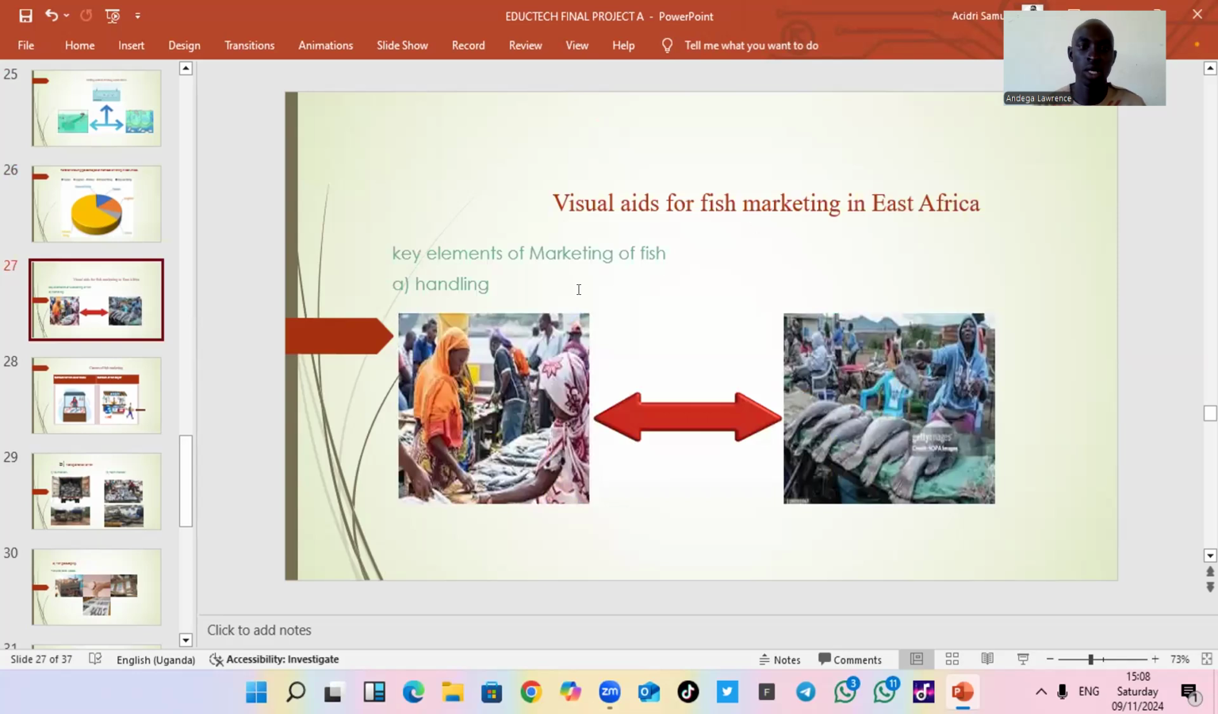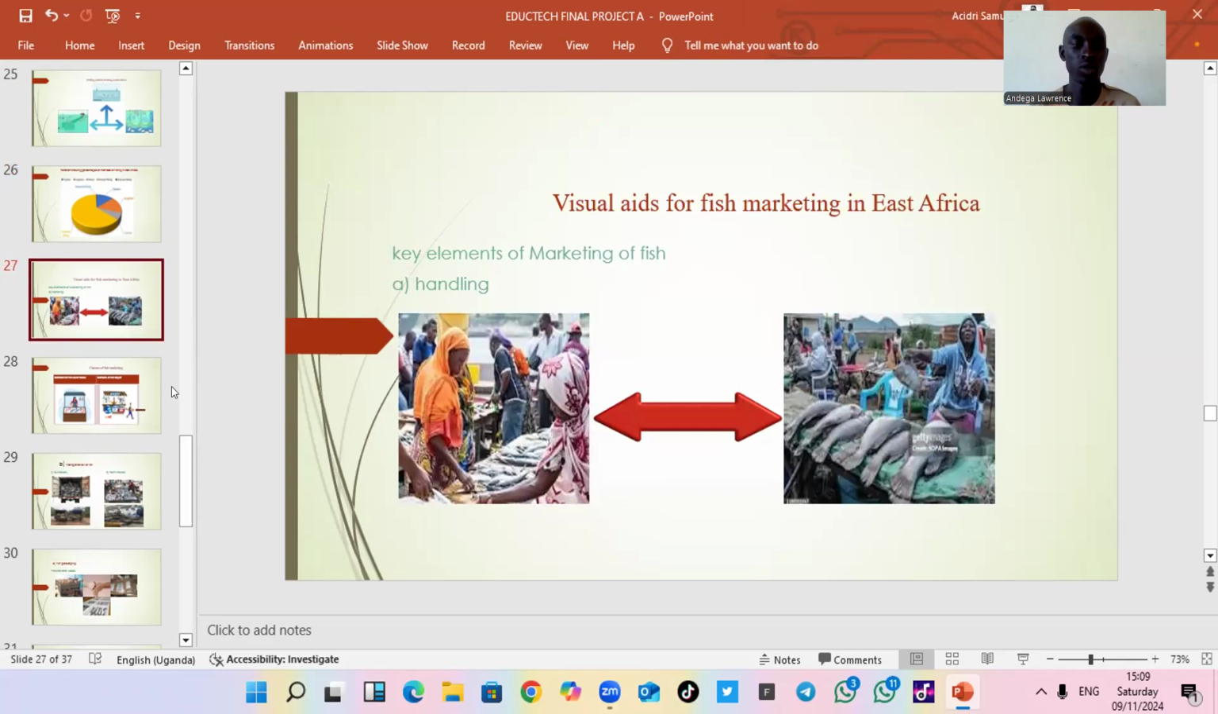So another subtopic, which is the third subtopic, is about explaining fish marketing in East Africa. So these are the possible visual aids for fish marketing in East Africa.